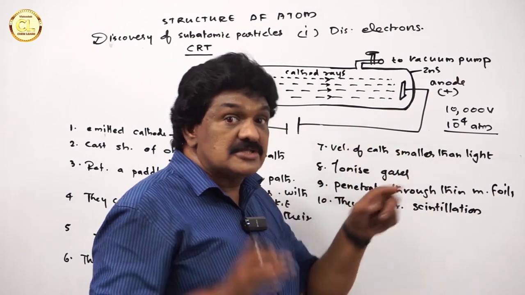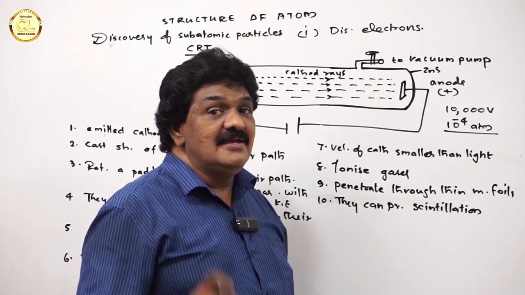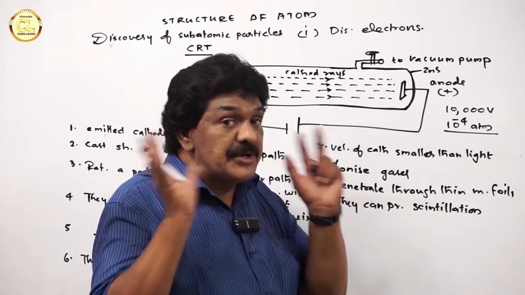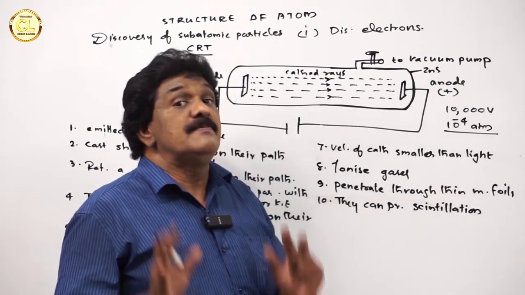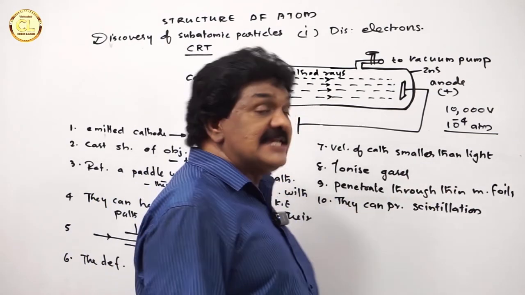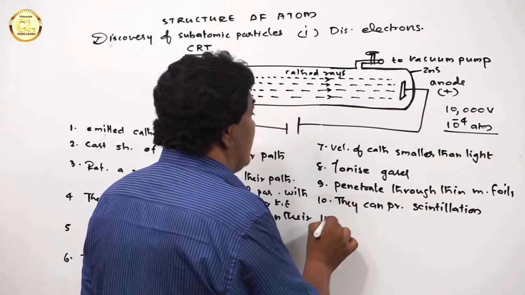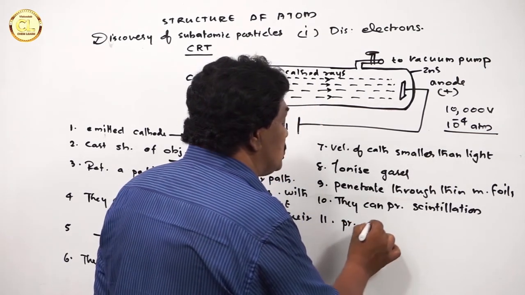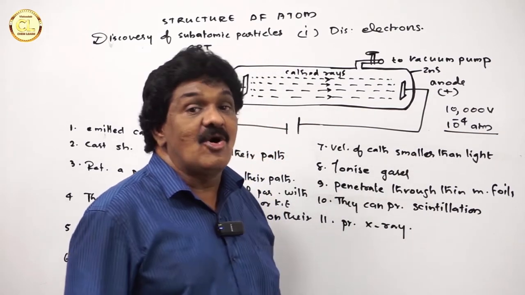When an electron strikes the picture tube, in front of the picture tube, it will produce a grain. A large number of such grains of different intensity will produce a picture. That is the principle used in cathode ray tube TVs. Now, they can produce scintillation when they strike fluorescent materials. 11th point. They can produce X-rays when they strike suitable targets called anti-cathodes.